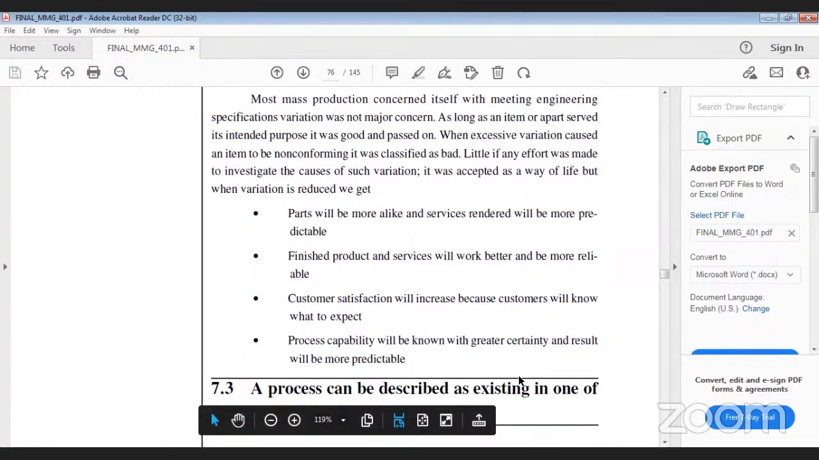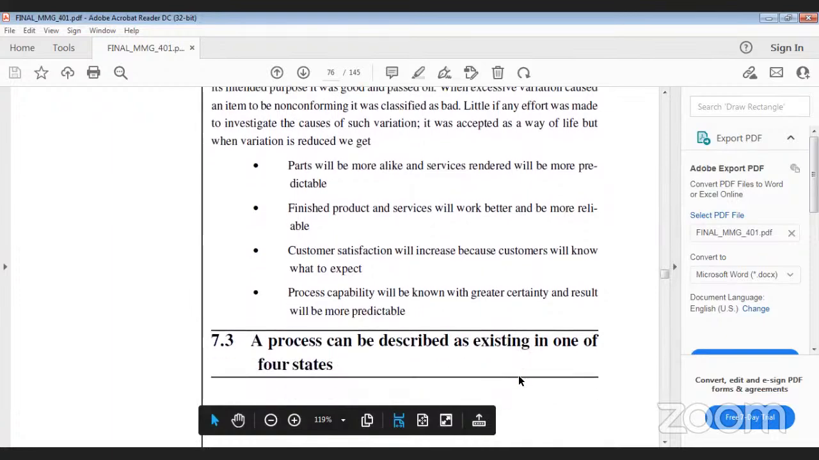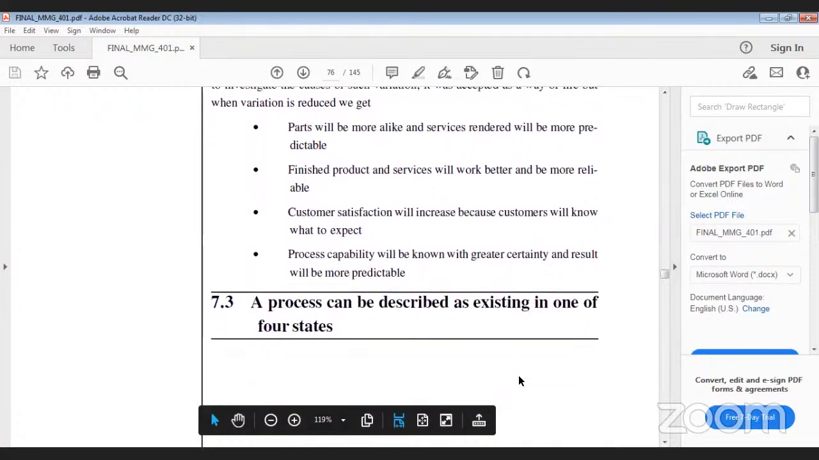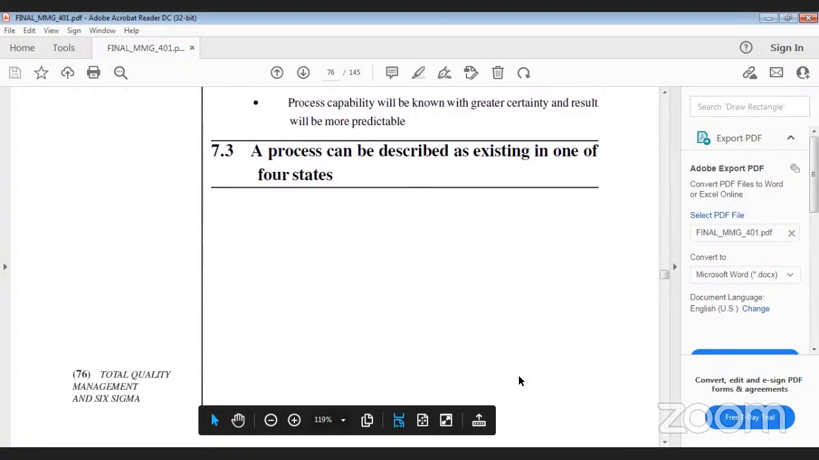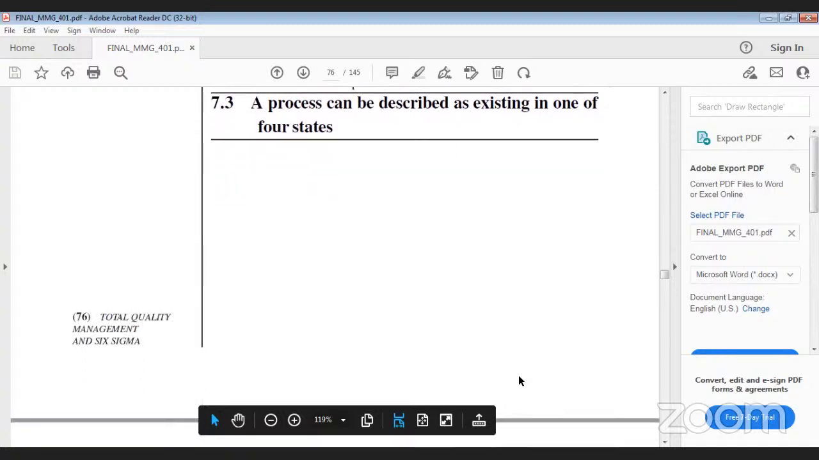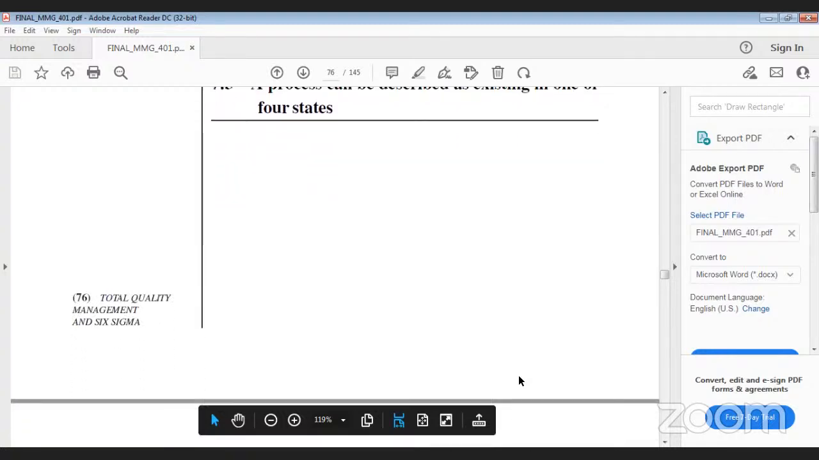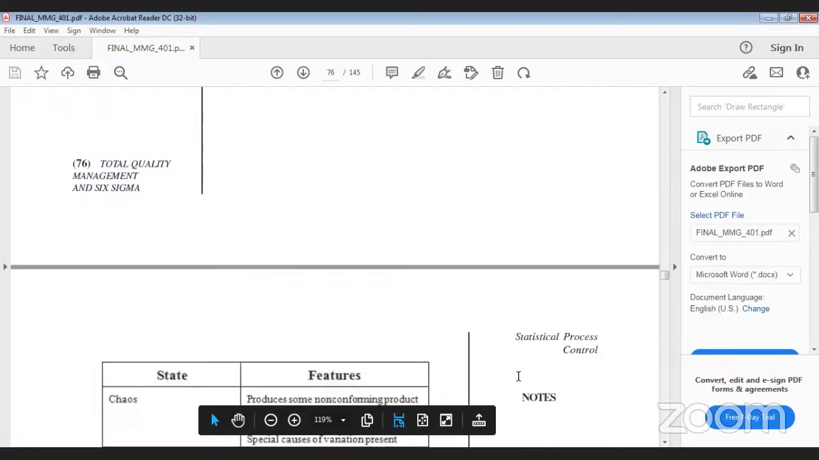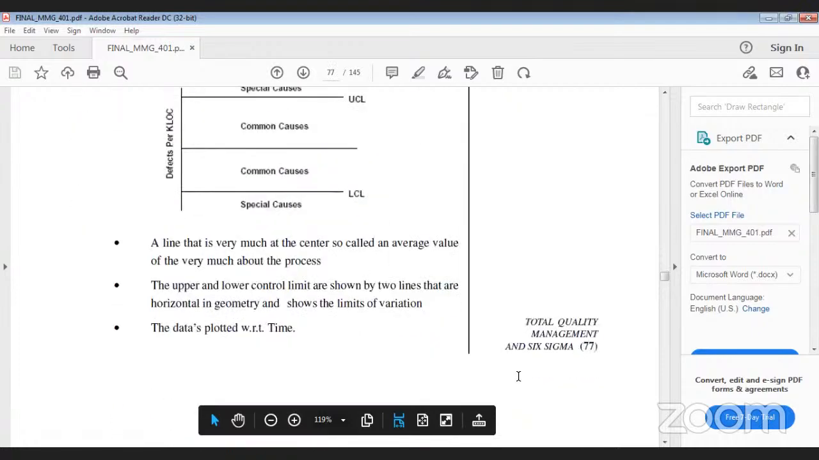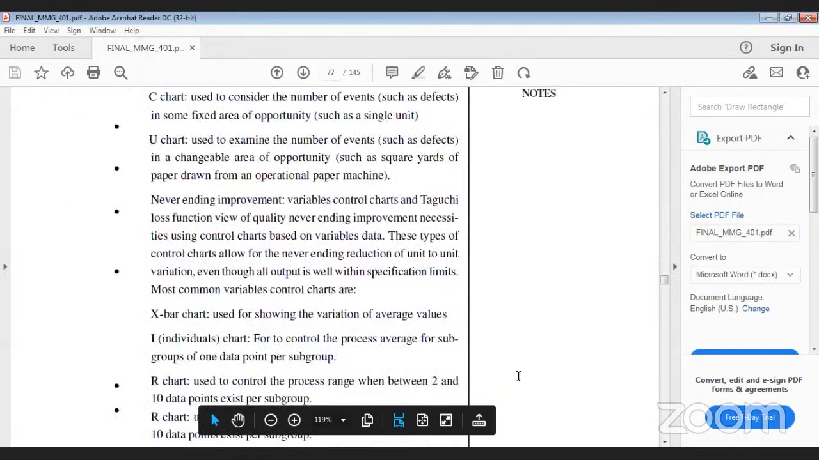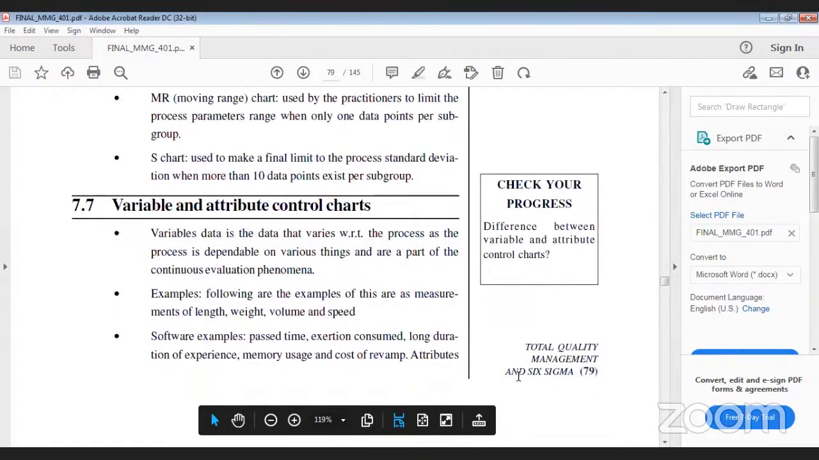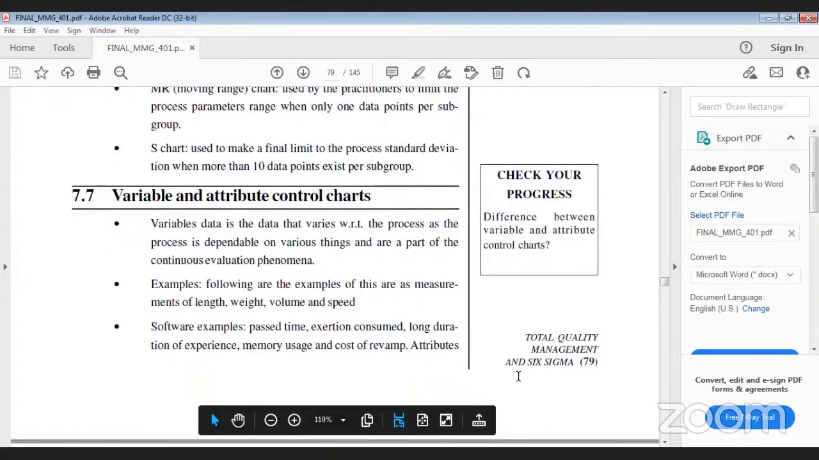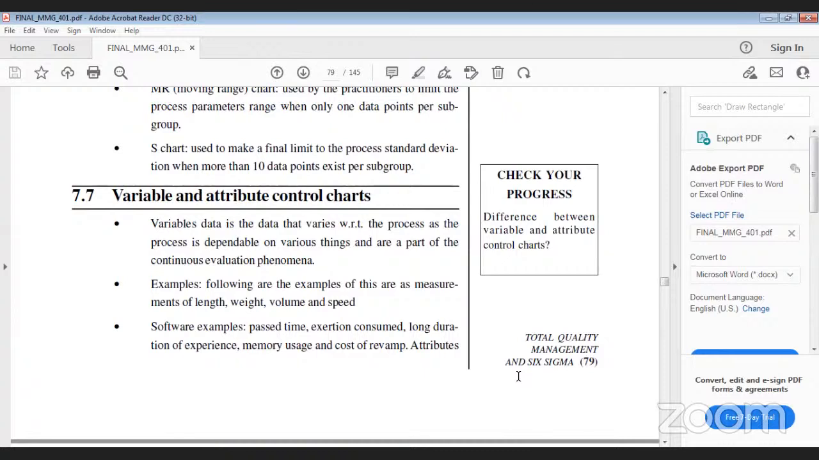A process must be described as existing in one of four states. Then there are some points about the process described in four states, and there is the state of chaos. Then there are some points about the charts given here, variables that return control charts, variables data, and some differences between variable charts and other charts.